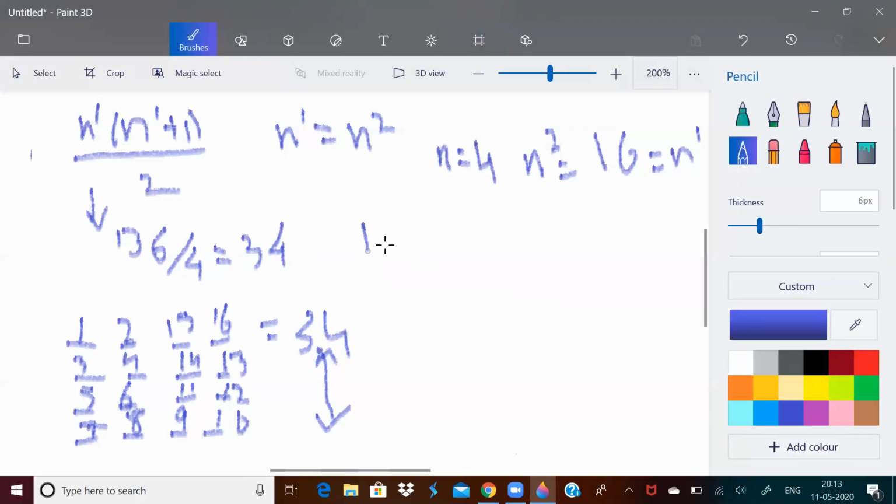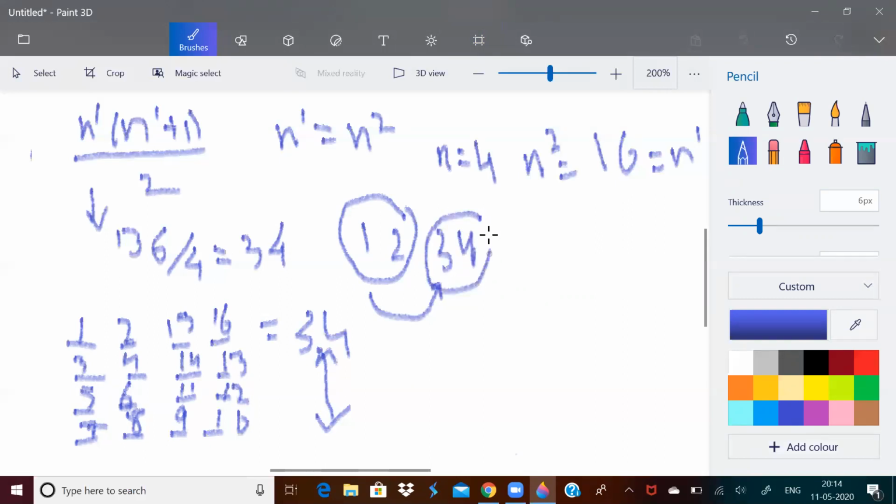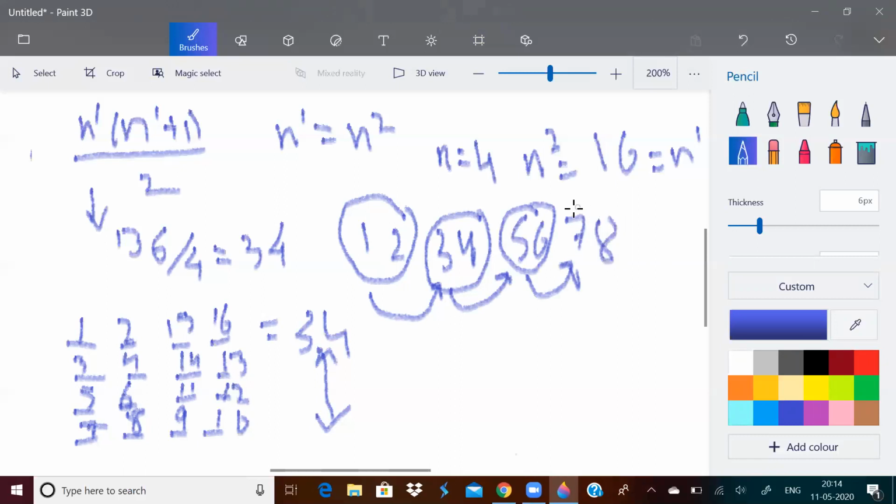So I was initially at 1. I wrote 1 and 2. Then I shifted to 3. I wrote 3 and 4. I shifted from 3 to 5. I wrote 5 and 6 and I shifted to 7. I wrote 7 and 8. I don't have to write anything else because already 4 lines have been reached.